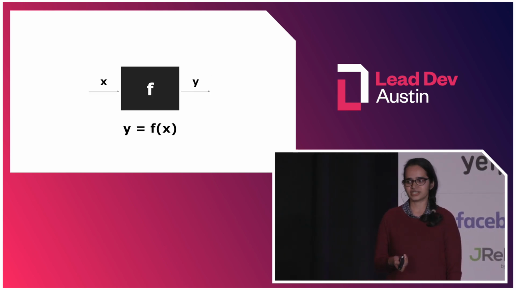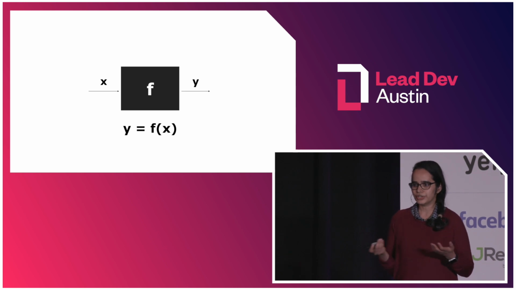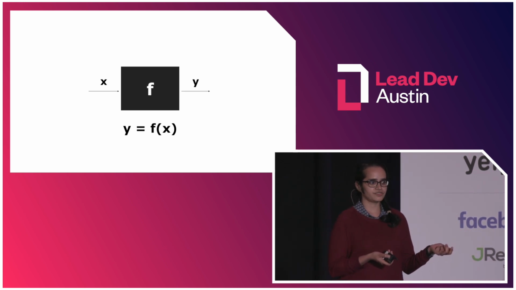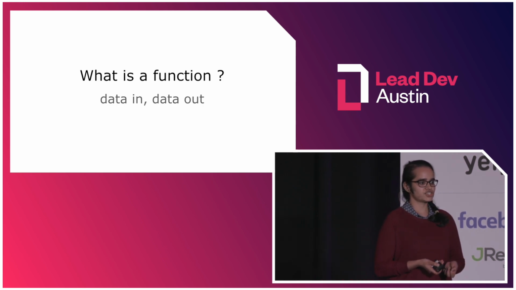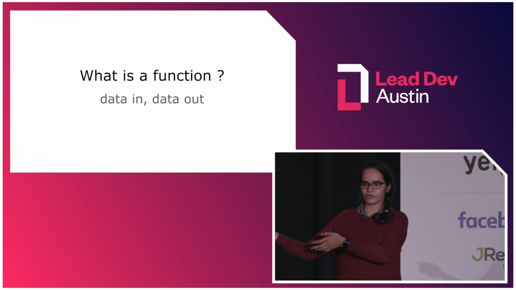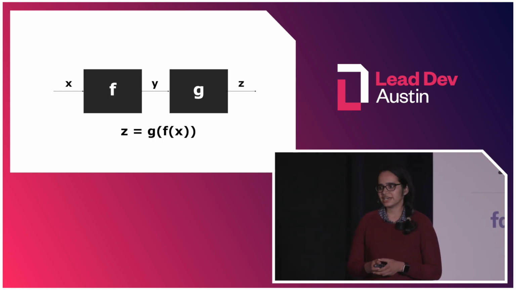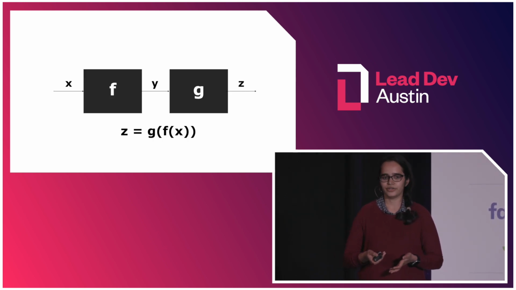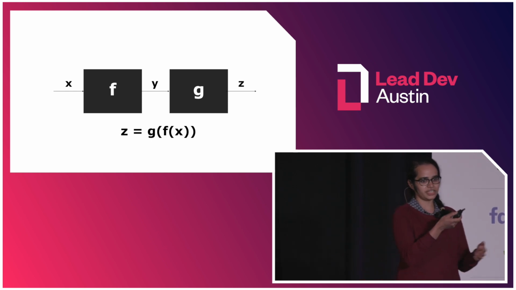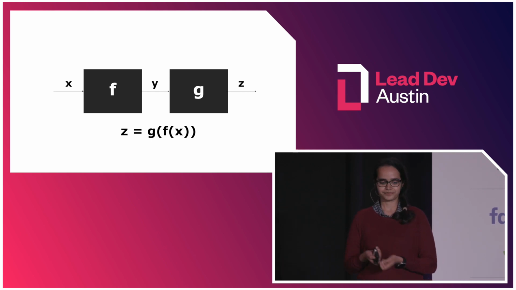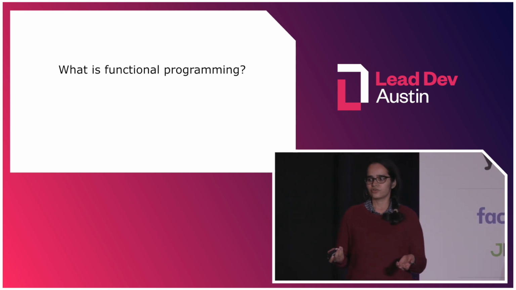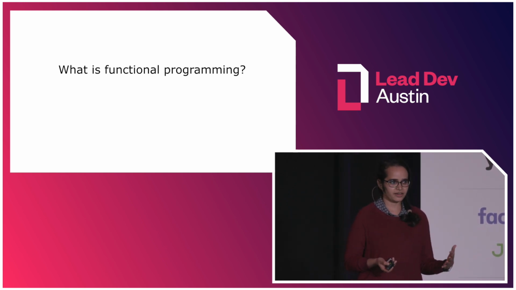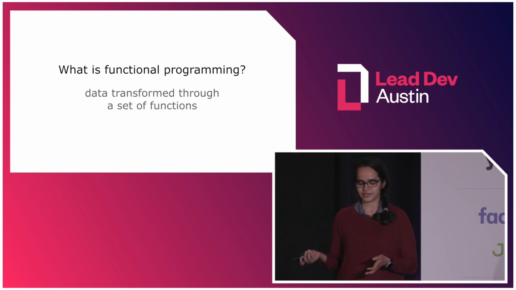I like to think of it just in the mathematical sense, right? It's just a unit that takes an input x and gives you an output y. So in that essence, a function is just your data flowing in and your data flowing out. So you can visualize that you could put functions together, right? You could compose functions. So basically, you could take the output of function f and then feed it as input to function g. That helps us define what functional programming truly is. So functional programming for me is just data transformed through a set of functions.